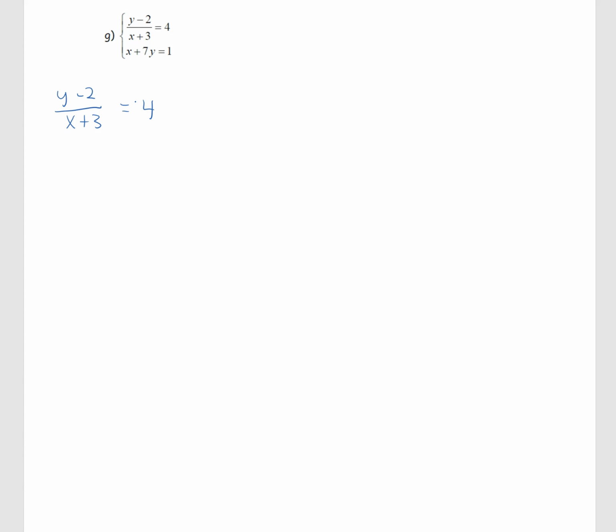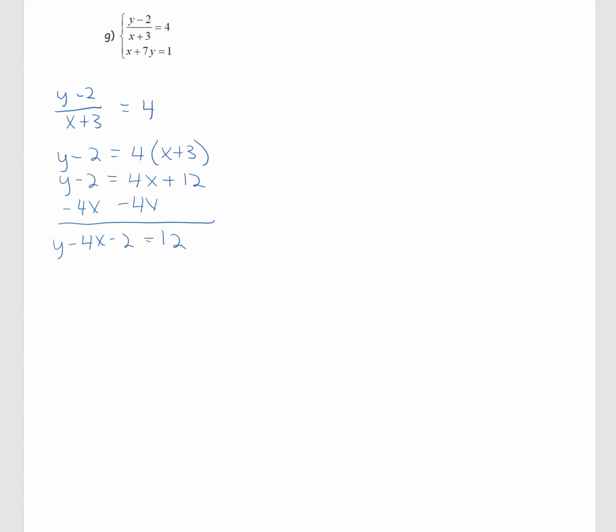And what I want to do is multiply both sides of my equation by x plus 3 to get rid of it on the bottom there, and that's going to give me y minus 2 equals 4 times x plus 3. And multiplying that out gives me 4x plus 12. And the next thing I want to do is subtract my 4x on both sides of my equation. And this gives me y minus 4x minus 2 equals 12.